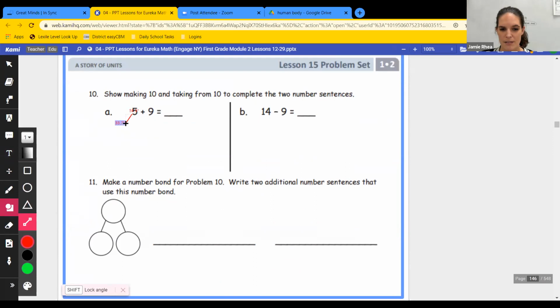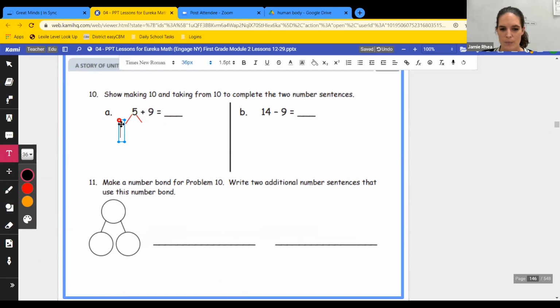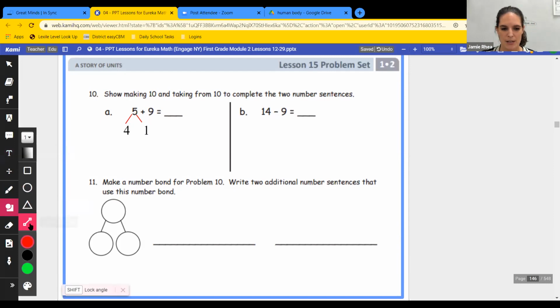So let's break apart our 5. Now, how many do I need to make 10 if I have 9? I need a 1. So let's put 1 here. And how many did I have over here? 4. 4 and 1 more make 5. If I got 9 and 1, well, that was bad. Let's try that again. 9 and 1 make 10.